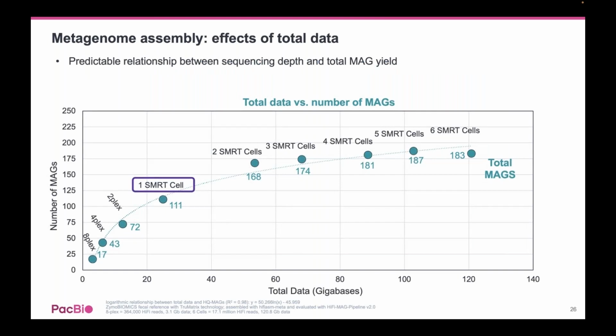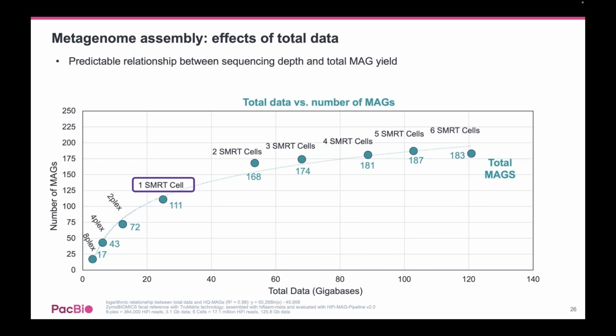So one of the common questions we get is how much sequencing do we need in order to achieve good assembly results? And so this is kind of a moving question. It depends on the diversity of your sample, but it also can be approximated. And so to do this, I looked at the downsampled data set. What I did is I took each of these different data levels, ran them through hifiasm-meta and the HiFi MAG Pipeline. And here I'm showing you the total number of MAGs that came out the other end.